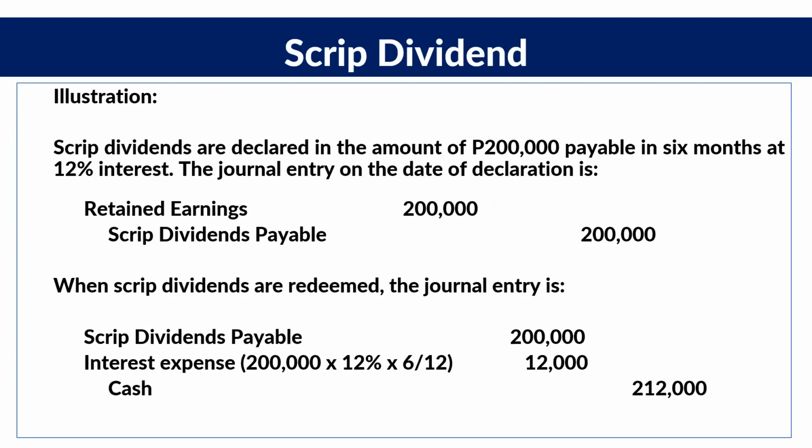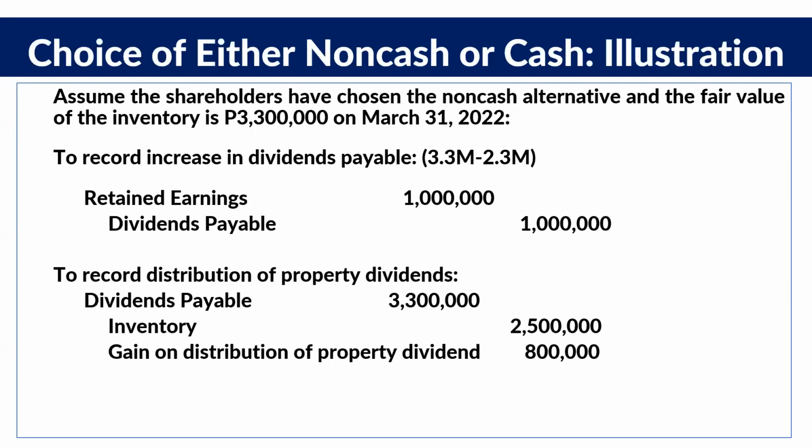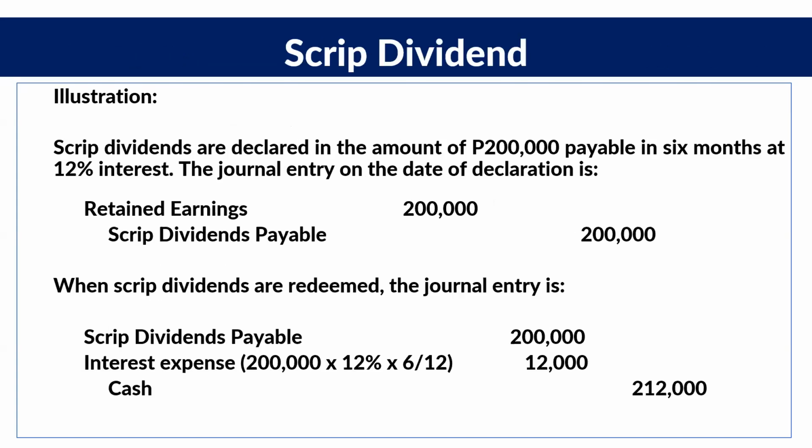Okay? So, that's the case, no? If merong alternative na binigay. So, proceed tayo sa next type of dividend. Ito, scrip dividend is a type of a liability dividend, no? Wherein yung ipambabayad, no, or utangin muna ng corporation ang dividend.